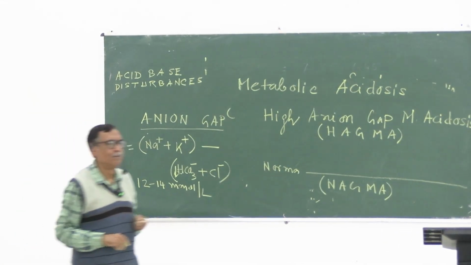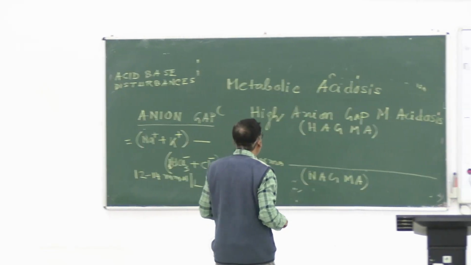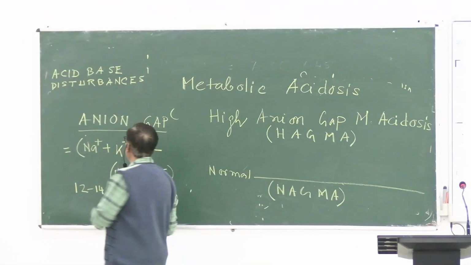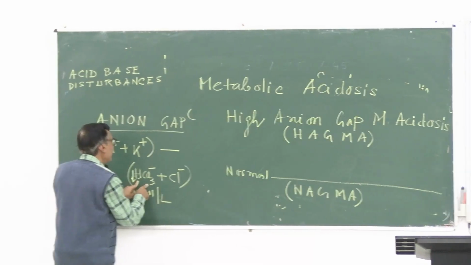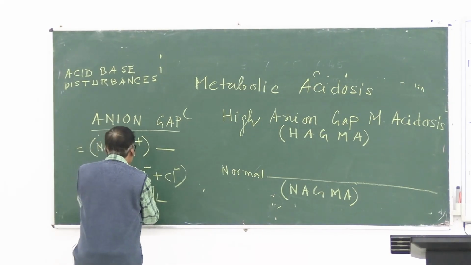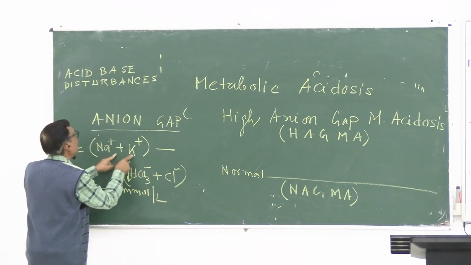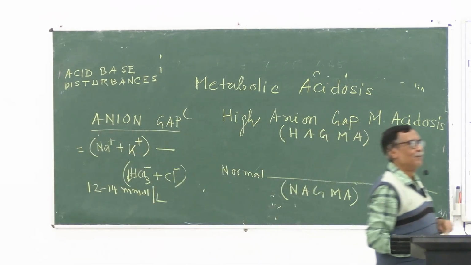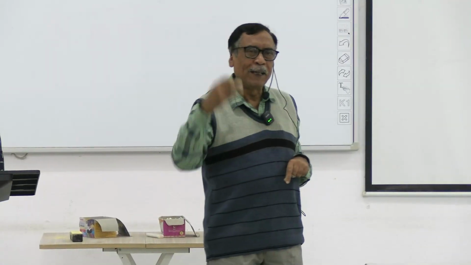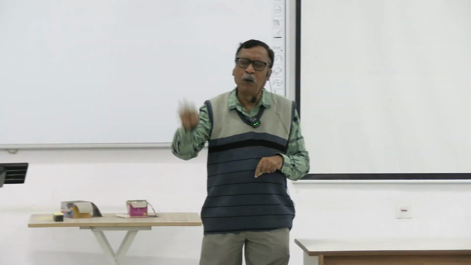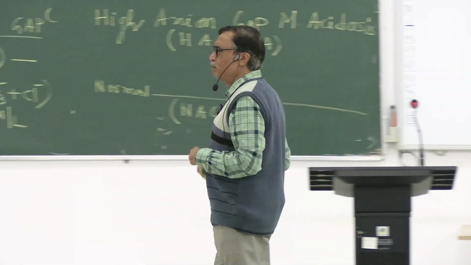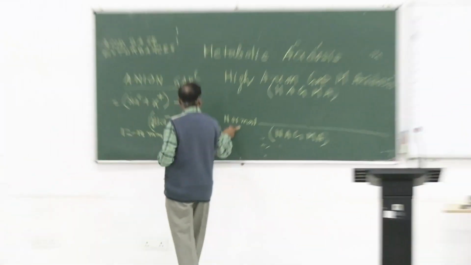Then which is normal anion gap metabolic acidosis? Normal anion gap metabolic acidosis is decrease in bicarbonate and concomitant decrease of the sodium and potassium to the same extent. Bicarbonate decreased, and at the same time cation loss, that is loss of bicarbonate along with cation loss, then in that case anion gap will be normal.